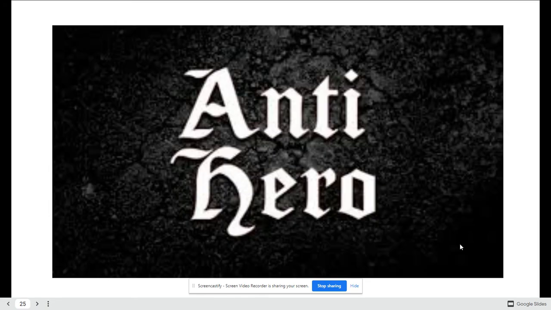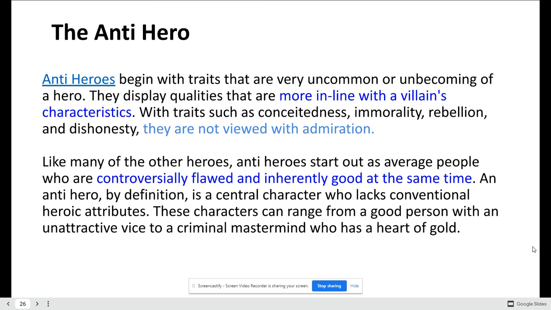So let's talk about an anti-hero. Anti meaning against, okay? So anti-heroes begin with traits that are very unbecoming of a hero, the opposite of a hero. They display qualities that are more like a villain, and sometimes they're conceited, they do immoral acts, they're rebellious, they're dishonest, and people, the audience, readers, do not view them with admiration. So they start off as average people, and they have a flaw that is inherent, that they're born with, some sort of flaw that goes against them being good. They range from being a good person with an unattractive vice or flaw to a criminal mastermind that could have a heart of gold.